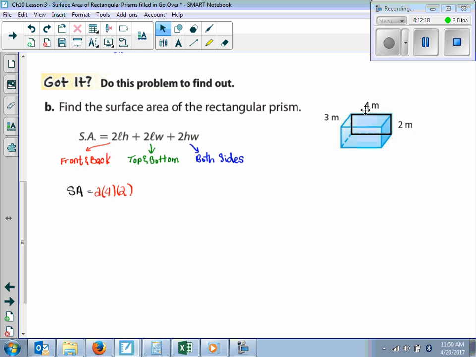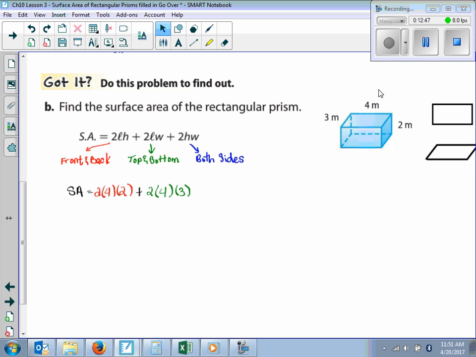All right. So now, take that one away. We're going to look at the top and the bottom. There's the top, and there's the bottom. Is everybody good with those? Okay, so to get the top and the bottom, we're going to multiply what times what? 4 times 3. Very good. And then there's 2 sides, or faces, so we're going to multiply times 2. So 2 times 4 times 3.